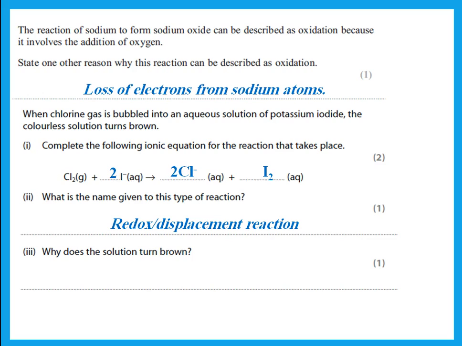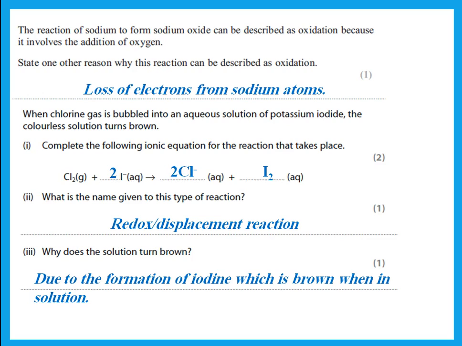You can also regard it as a displacement reaction because we said chlorine is more reactive than iodine, so it displaced it from the potassium iodide. Why does the solution turn brown? Well, of course, this reaction formed iodine aqueous. That's iodine solution. You should realize that iodine solution is brown. So it turned brown due to the formation of iodine, which is brown.